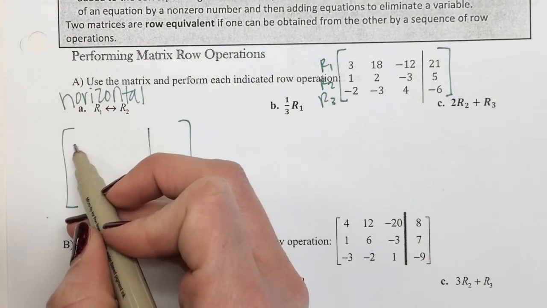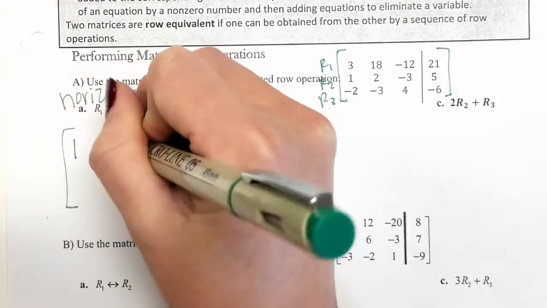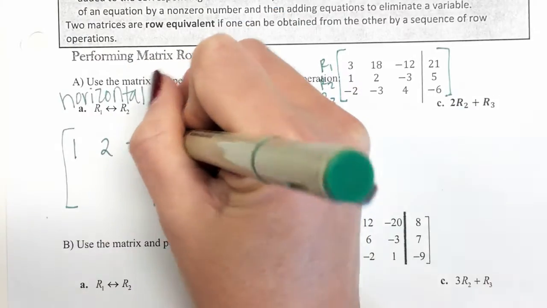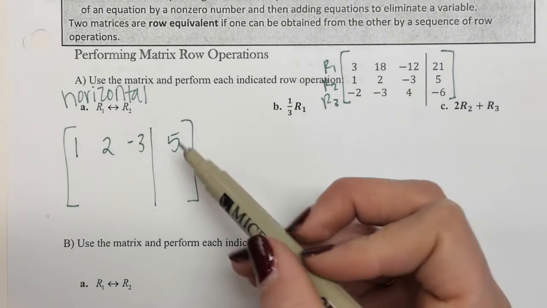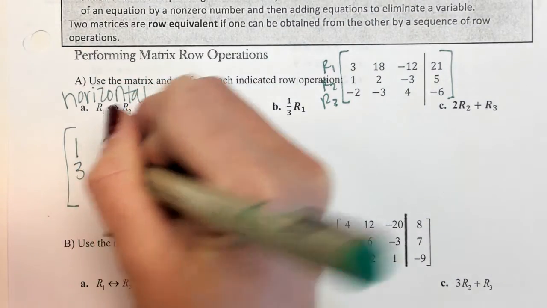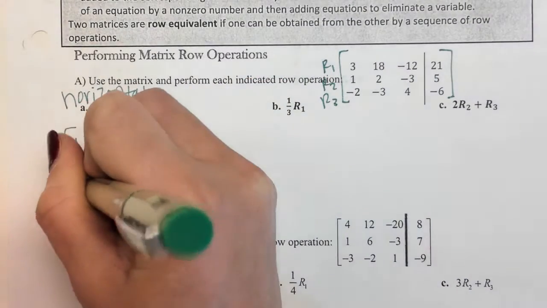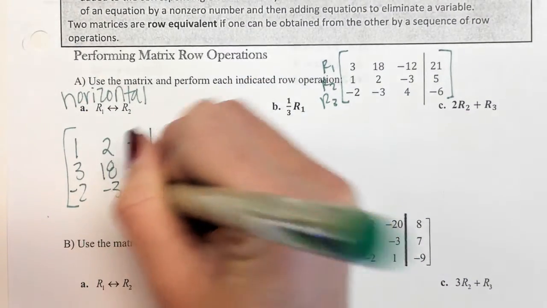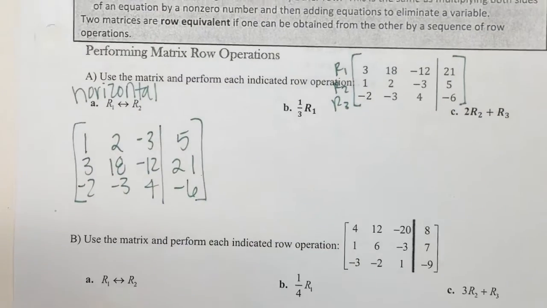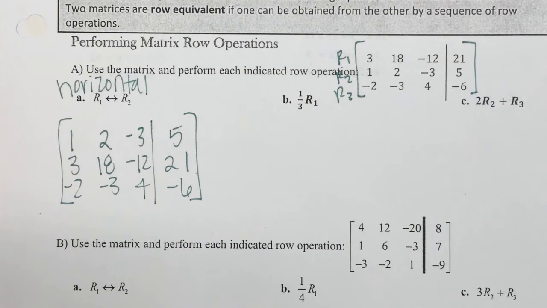So right here I'd put a what? 1, then what? 2, negative 3, very good, and then 5. So I put row 2 in row 1 spot, and then I swap this one as well. And then the last row just stays the same. Very easy. We won't spend a lot of time on this.